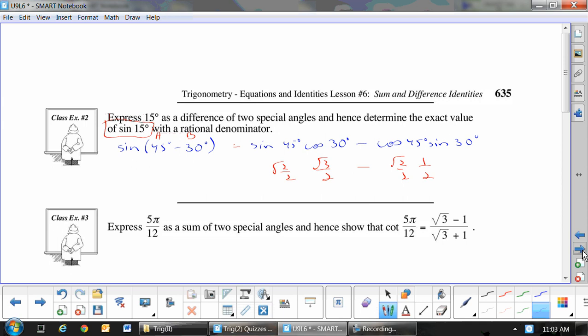And now I'm just going to use multiplication. This is root 6 over 4. Remember, we multiply denominators. And then this is minus root 2 over 4. And this would be root 6 minus root 2 all over 4. You can't combine those anymore. That's the best you can do.